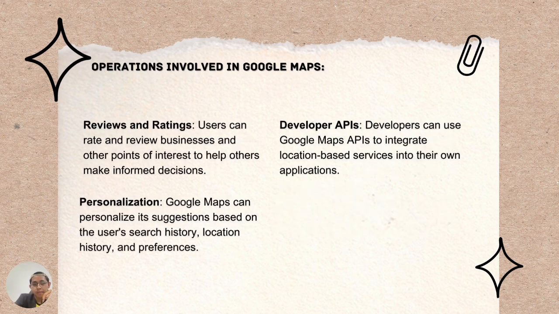Right. For the next one, reviews and ratings. Users can rate and review businesses and other points of interest to help others make informed decisions. And personalization, as I said earlier, Google Maps can personalize its suggestions based on the user's history. And again, last but not least, for real this time, developer APIs. Developers can use Google Maps APIs to integrate location-based services into their own applications. Right? I'm gonna pass to my next teammate.